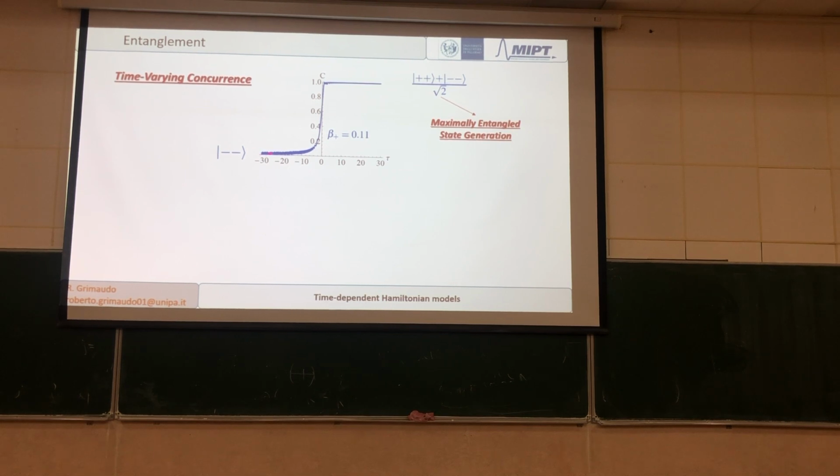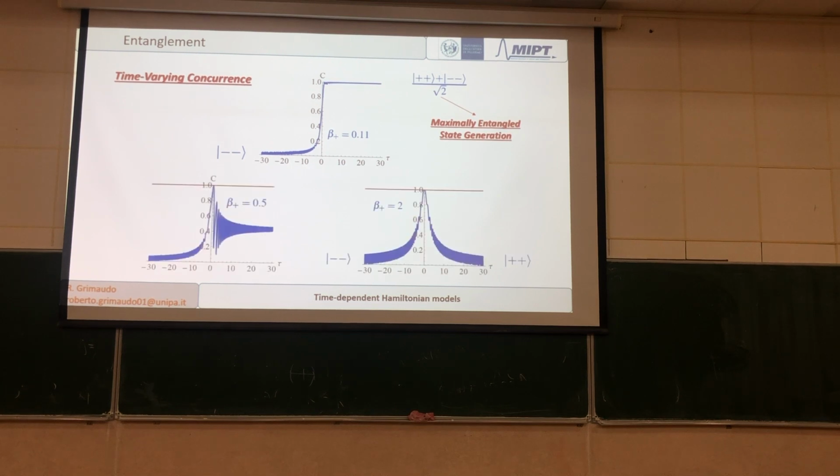We start from zero entanglement. Here we have the concurrence against the time. And we see that setting beta equal to 0.1, for very large times, we get the maximum possible value of the concurrence, that is 1. Indeed, in this case, the system is reaching this maximally entangled state, which is a Bell state.